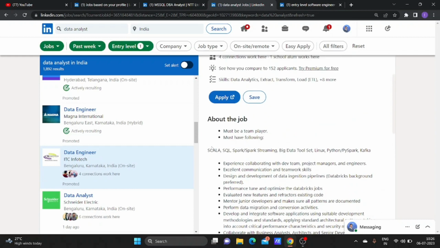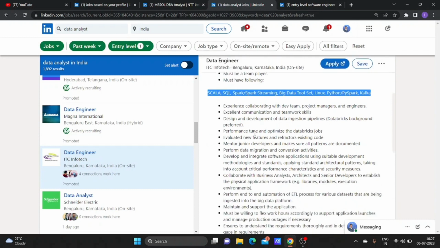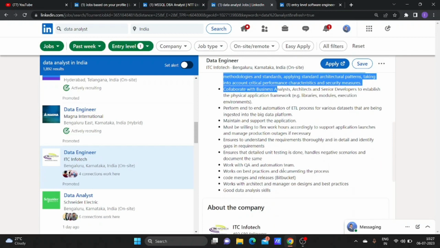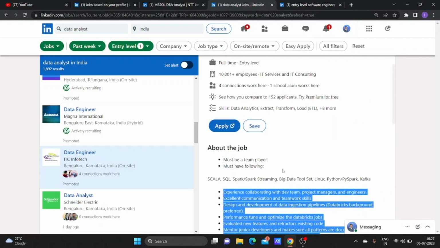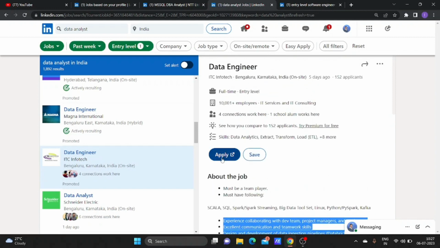The mandatory skills are Scala, SQL, Spark, Big Data tools, Linux, Python or Spark, Kafka. Just go through all these technical skills and see what is required. If you are interested and your skill set matches, then just click on the apply now button. They posted this on LinkedIn only 5 days ago.